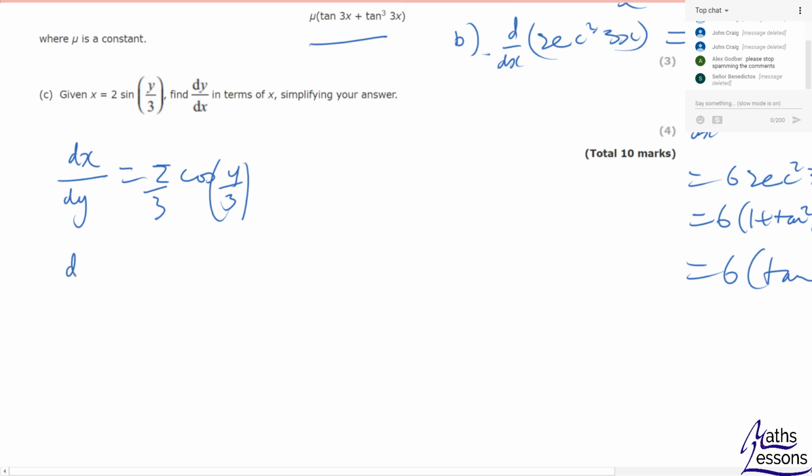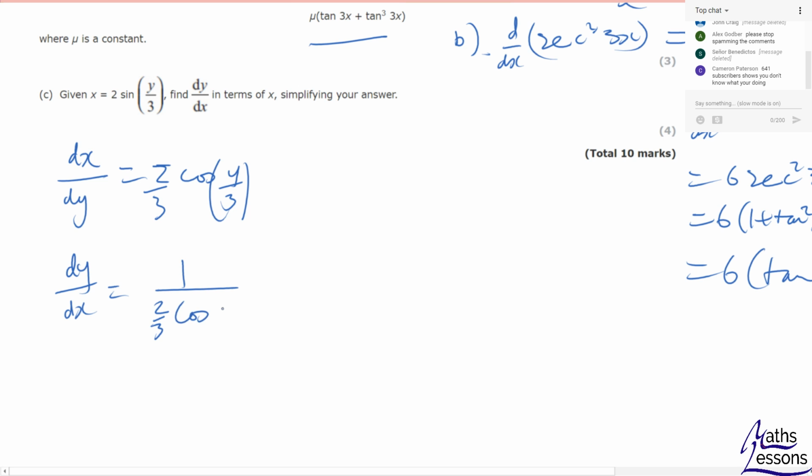And if we reciprocate that, we get dy by dx is equal to... check I hadn't made a mistake. Yep, that's okay, happy with that. So we're going to get 1 over 2/3 cos y over 3.